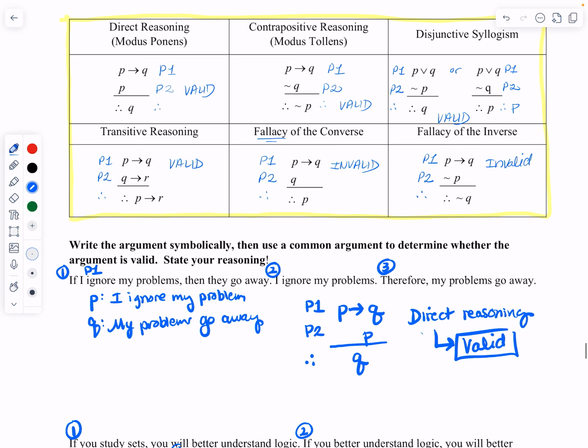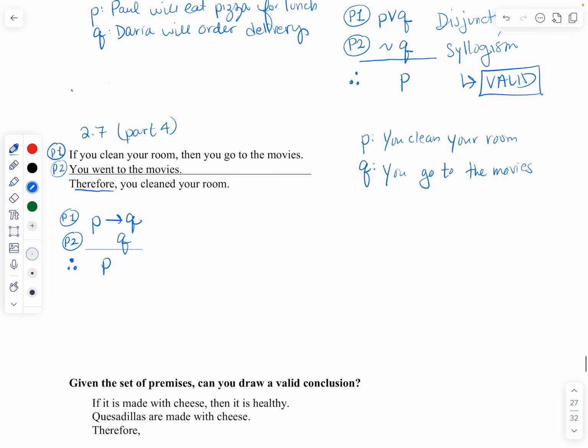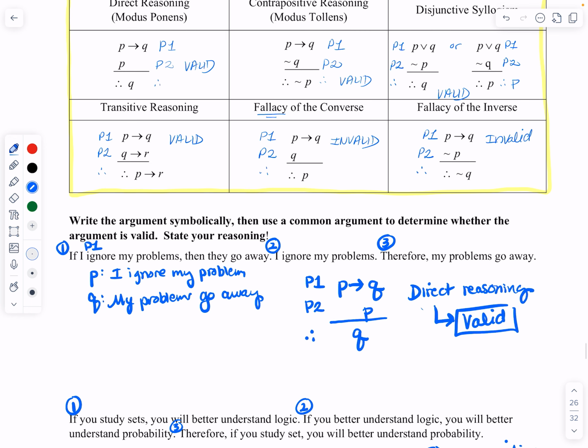Okay, if I look at the fallacy of the converse, I have this situation where premise 1 is if P then Q, then I have Q, therefore P. That says fallacy of the converse. If it's fallacy of the converse, that means the argument is invalid. It is not valid. Okay? Any of the fallacies of the converse, or the other one was the fallacy of the inverse, when that happens, you know it's invalid. Okay?